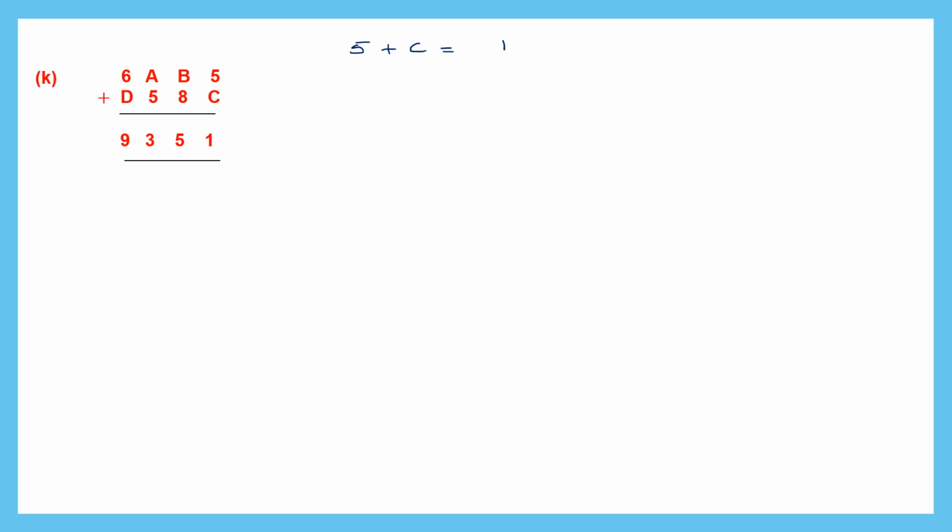So C is equal to 1 minus 5, which is equal to minus 4. So C cannot be negative 4, isn't it? So now let's take 5 plus C equals 11. So C is equal to 11 minus 5, where C is equal to 6. So we have found the value of C. C is equal to 6.